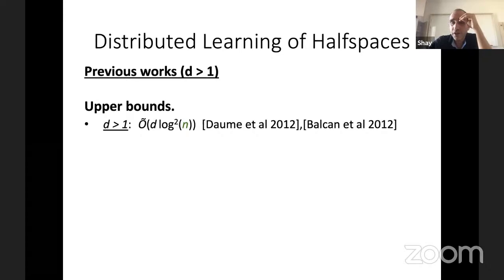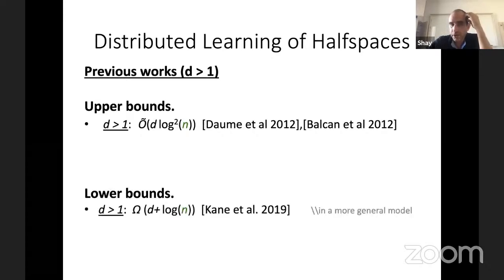So Daum et al. and Balkan et al. established a d log squared n protocol. And for lower bounds, there was a work with Daniel and Roy Chassal and Amir, where we showed d plus log n as a lower bound.